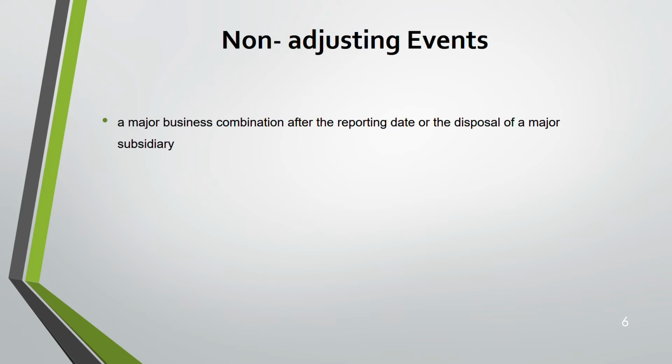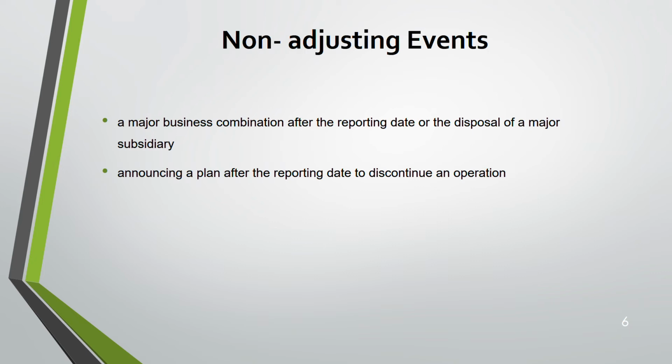For example, a major business combination after the reporting period or the disposal of a major subsidiary. Because at the reporting date, you do not know that you're going to sell the subsidiary. Maybe later you thought, okay, let's dispose of the subsidiary. So at the reporting date, there is no evidence. So it's a non-adjusting event. Second, when you're planning to discontinue an operation after the reporting date, it's non-adjusting. Do you have any evidence that you are going to discontinue the operation at the reporting period?